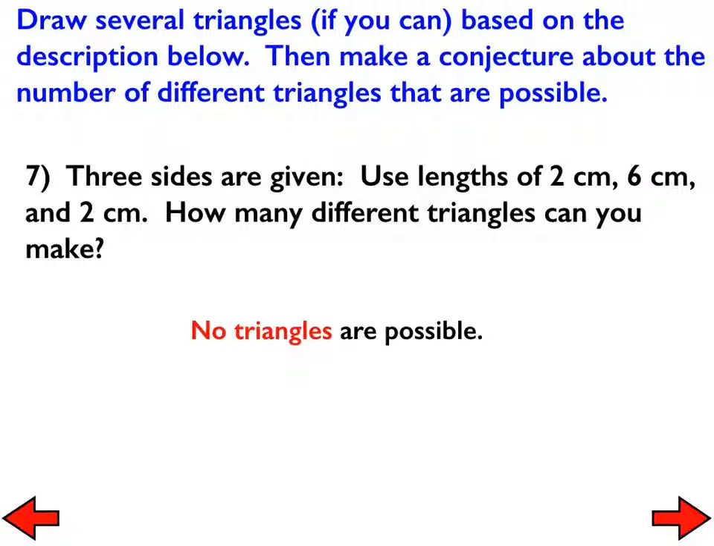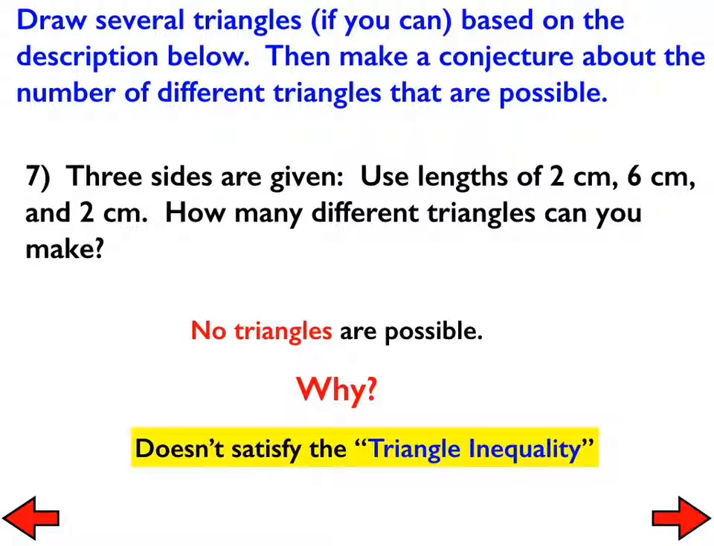Chris? Right, they didn't meet the triangle inequality this time. 2 plus 2 were the small ones, which is 4. Is 4 bigger than 6? No, so a lot of you tried to draw it. You drew the 6, and then you drew the 2, and you drew the 2, and it didn't meet. It wasn't long enough. It doesn't make a triangle. Go ahead and write, it doesn't satisfy the triangle inequality.